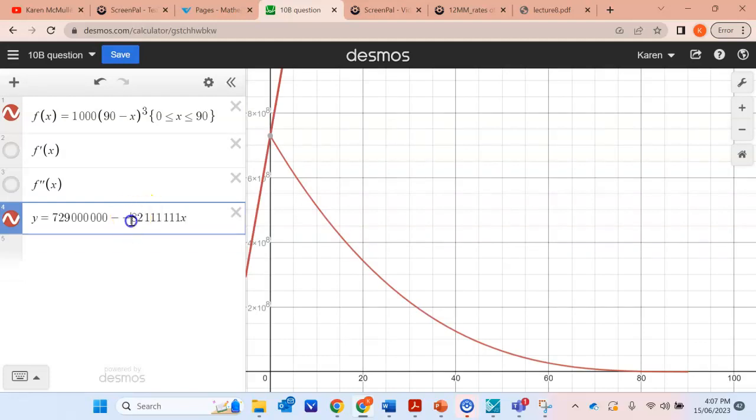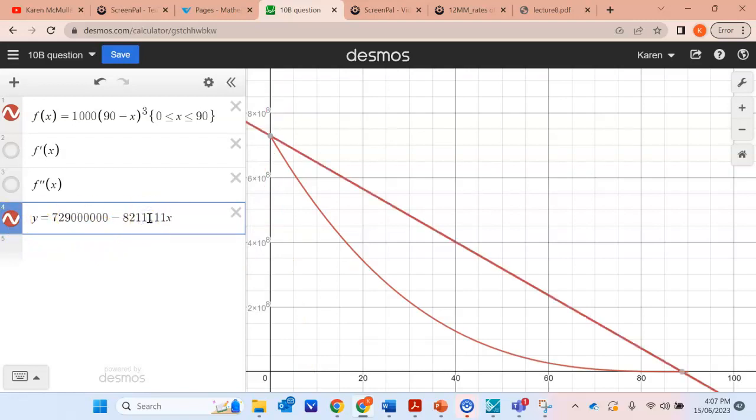Oops, I got 2 negatives. And why did it not work? Do I have too many ones? There we go. So there's your average.